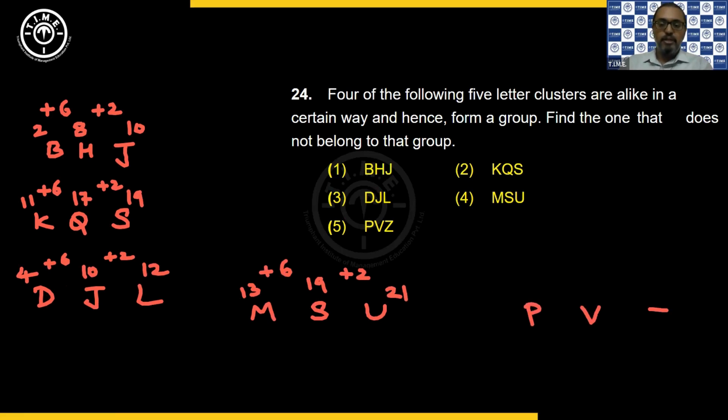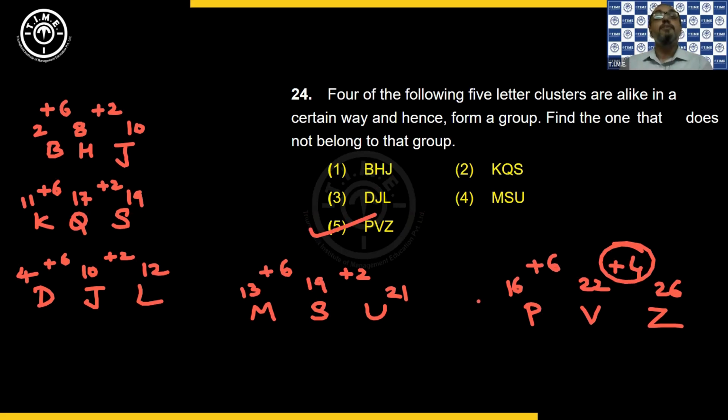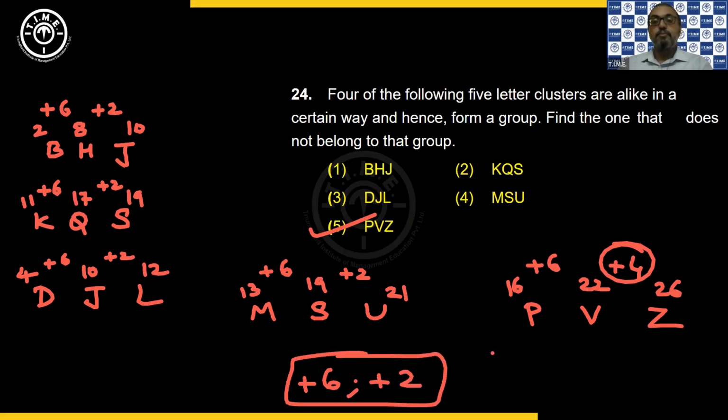Then we have P, V, and Z, which is 16, 22, and 26. So here I'm getting plus 6 and plus 4. So I can say option 5 is not belonging in the group, because for the remaining, the difference that you have in between is plus 6 and plus 2. So choice 5.